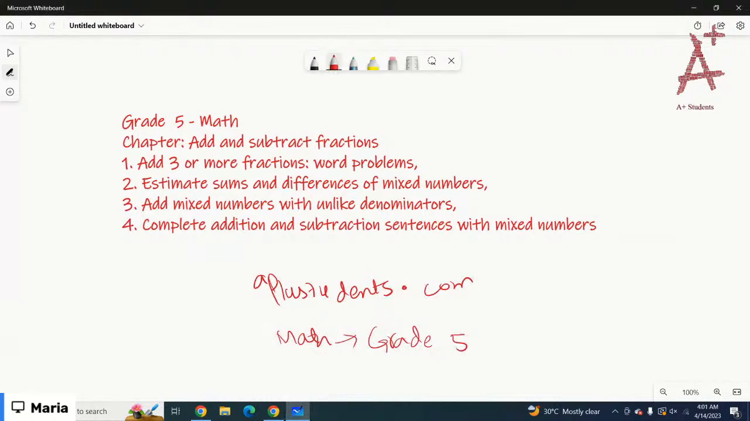There you can find a list of the chapters. We're going to start with the chapter add and subtract fractions. The lessons we're going to cover today are add 3 or more fractions word problems, estimate sums and differences of mixed numbers, add mixed numbers with unlike denominators, and complete addition and subtraction sentences with mixed numbers. So let's just start with the first lesson.